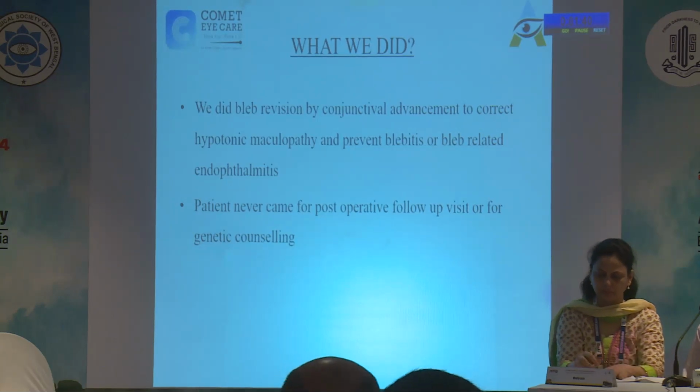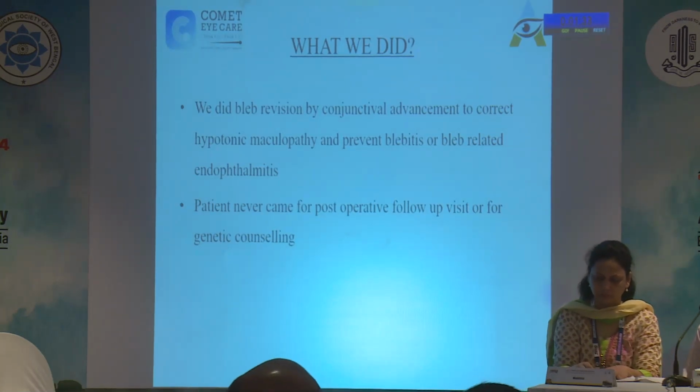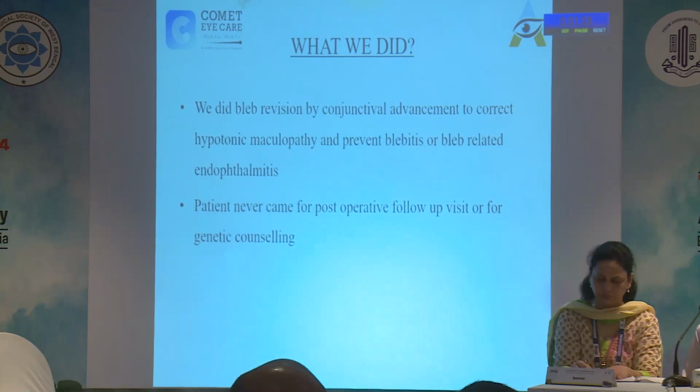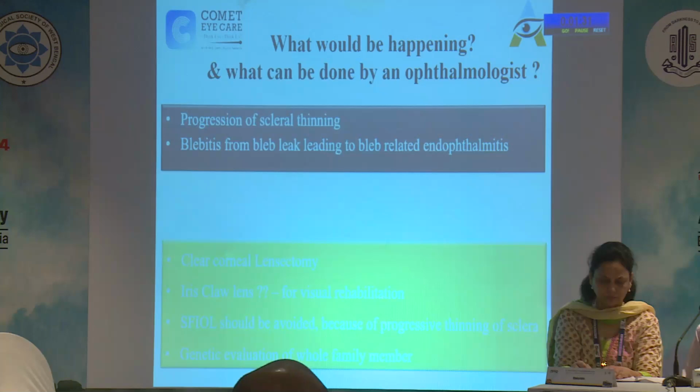What we did was a bleb revision by conjunctival advancement to correct the hypotonic maculopathy. The patient never came for any follow-up or genetic counseling. What could be happening, or what can the ophthalmologist do? There might be progression of scleral thinning because of the genetic deficiency, and blebitis from the bleb leak leading to bleb-related endophthalmitis, and other areas where spontaneous blebs are formed.